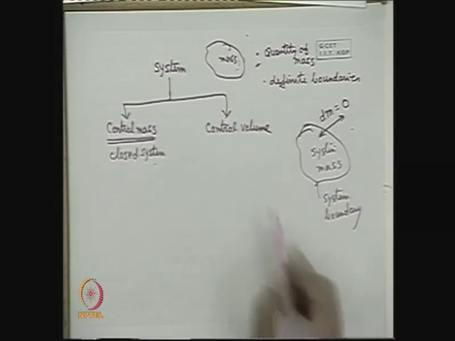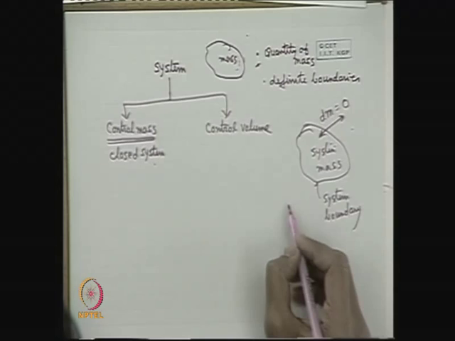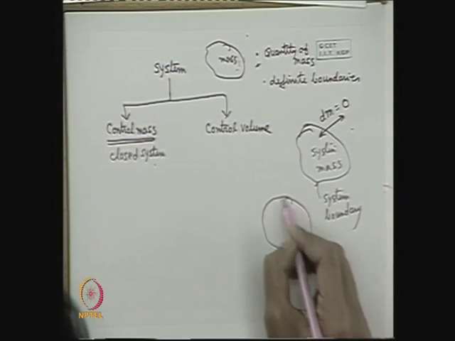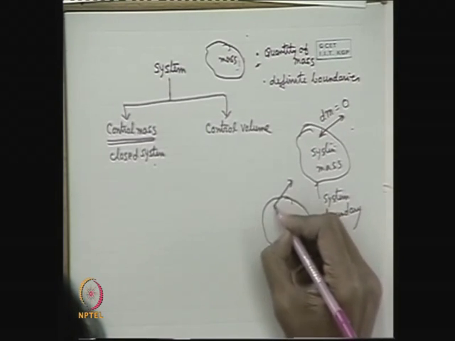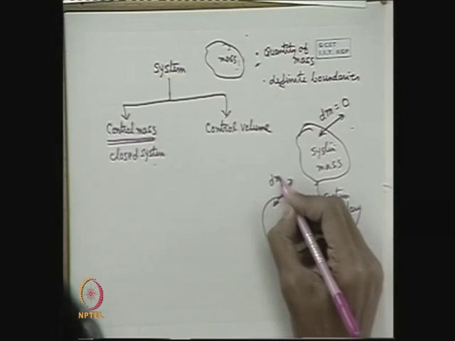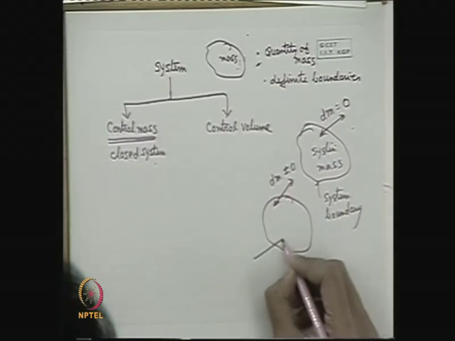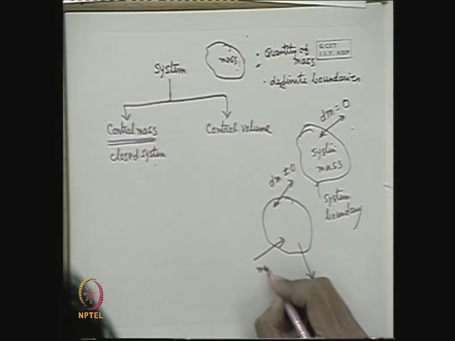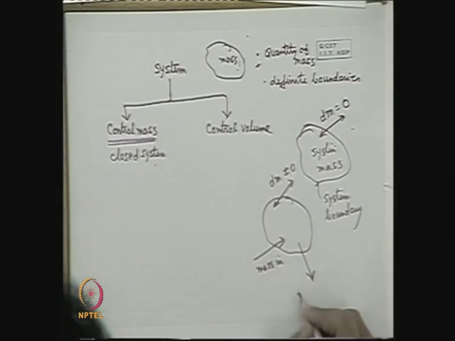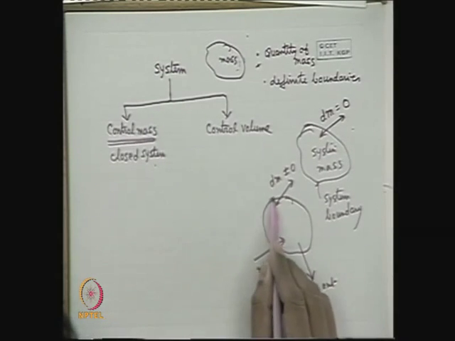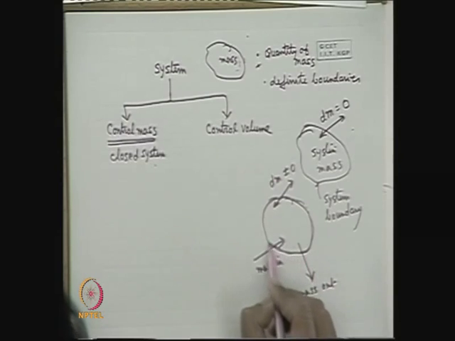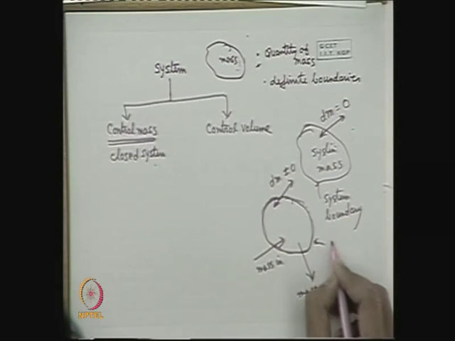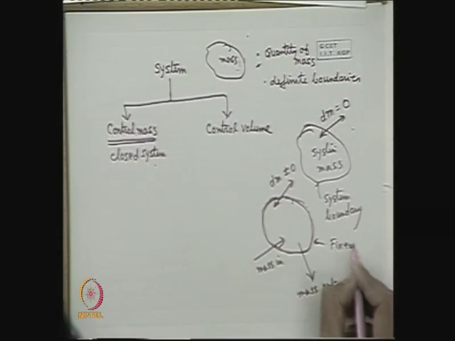While on the other hand, the controlled volume, this is the system where we allow the mass flow. That means dm not is equal to 0. There may be mass in, there may be mass out. But the restriction is that the volume of the system remains same. That means the boundary is fixed, fixed boundary.